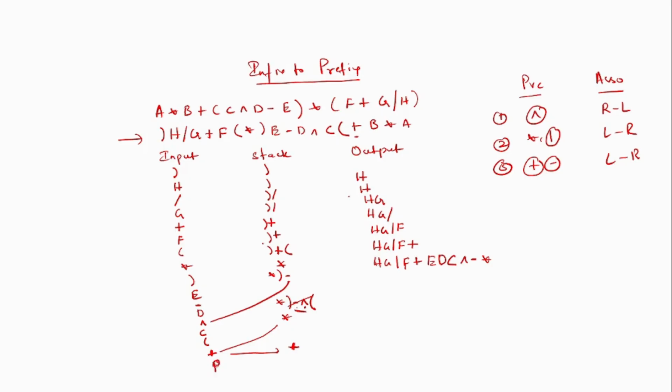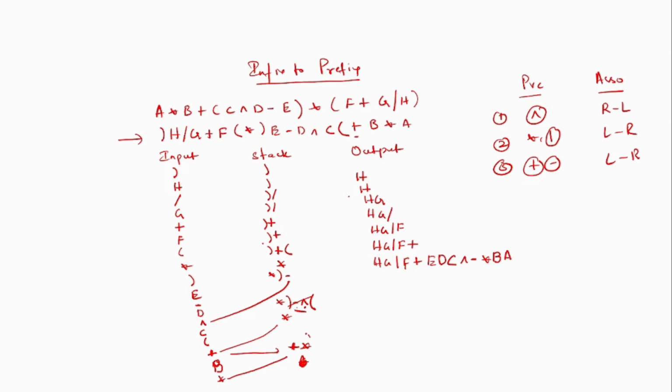B is not an operator, right? B is an operand, therefore I'll just put B here. Then comes star. Star has greater precedence than that of plus. If the incoming operator has greater precedence than the operator in the stack, according to rule 1, we push it into the stack here, right? Now then comes A last, right? A comes, I'll just put A here, right? We have finished scanning all the tokens from left to right, right?